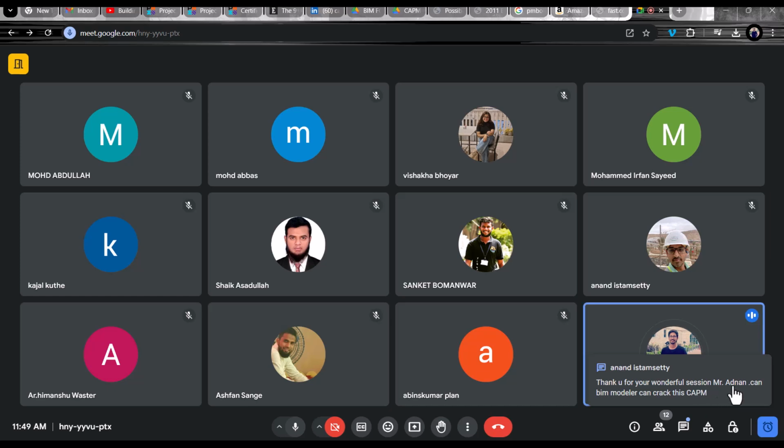Can a BIM modeler crack this exam? Yeah, Anand, even a BIM modeler, BIM engineer, Revit modeler, anyone can do this exam. It isn't necessary that you need to be a site engineer, though even a site engineer can crack this exam. Anyone in the industry, whether an IT engineer, a computer engineer, someone from a BCA background, bachelor's in computer application, even some people from BBA or MBA backgrounds, some from an SAP background, can also crack this exam.